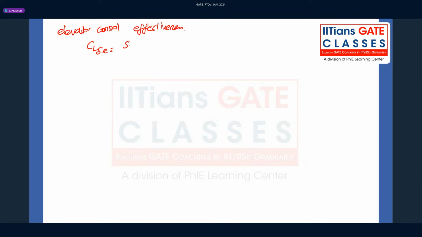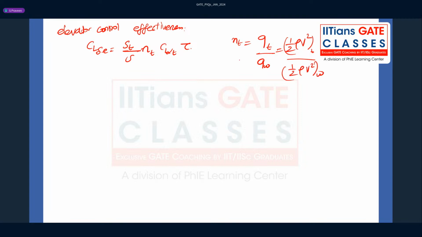It is equal to S_t by S times eta_t times CL alpha_t times tau, where eta_t is the ratio of the dynamic pressure at the tail to the dynamic pressure at the wing, given by half rho V squared at the tail over half rho V squared at the wing, and tau is d alpha_t by d delta_e.